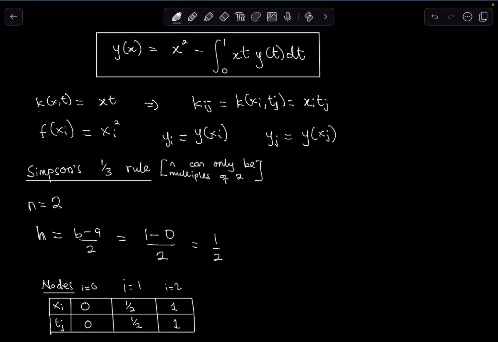All right, so we're going to solve this integral equation using numerical quadrature. In this particular example, I'm going to use Simpson's one-third rule. You can also apply the other approaches to solve the same question, okay? So the first thing you have to put down, always write things out neatly.